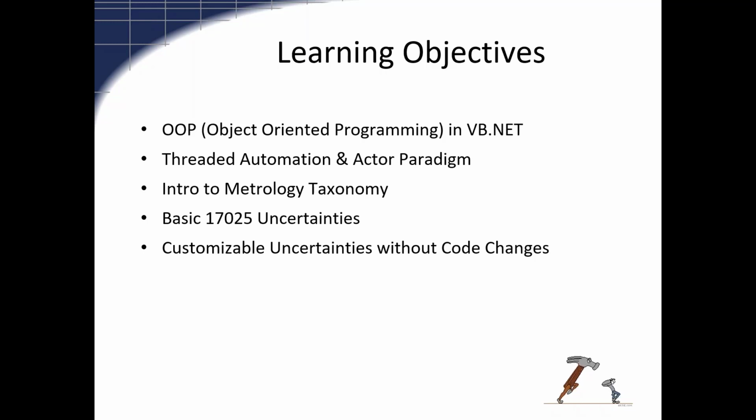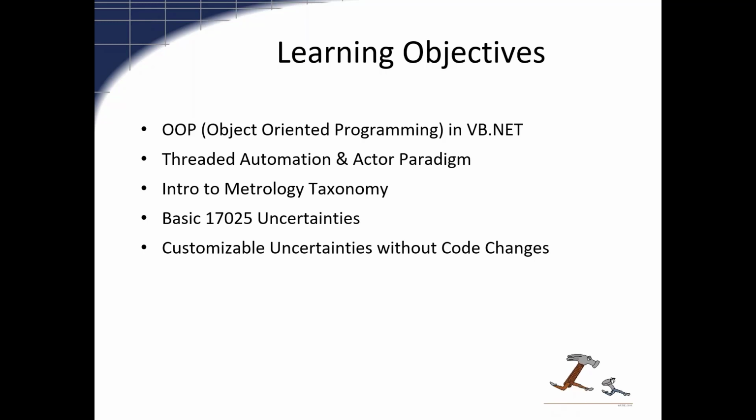So the learning objectives in this one are to get an idea of how object-oriented programming works in VB.NET and other .NET architectures. Talk a little bit about the threaded automation and how the actor paradigm runs. The actor paradigm, we use it all the time. It's basically the core behind Windows and how Windows does everything. And give you an intro to what we're trying to do with Metrology taxonomy.